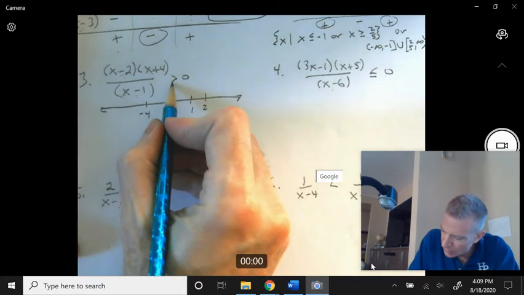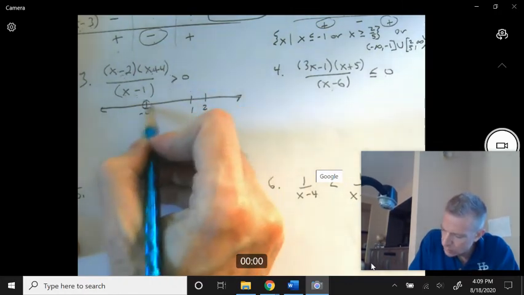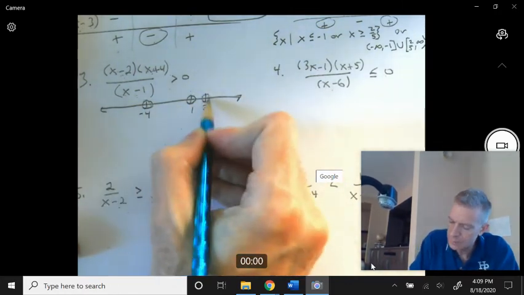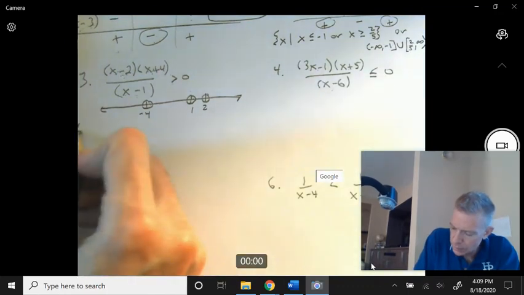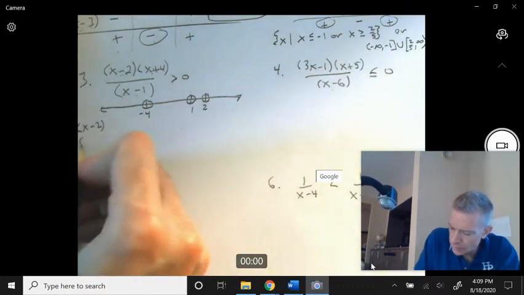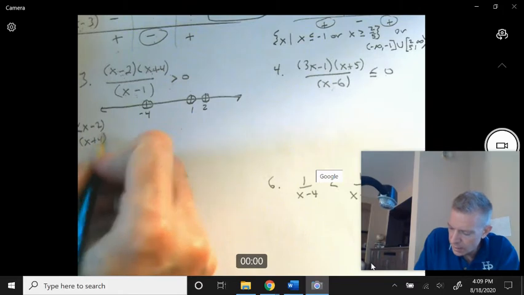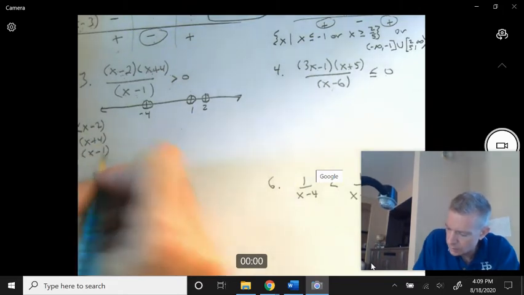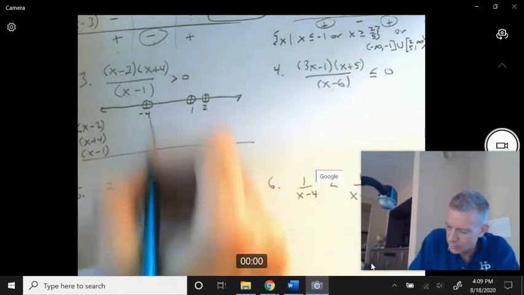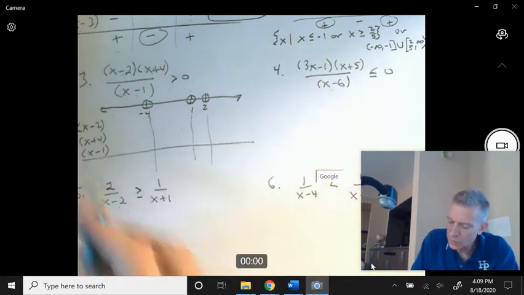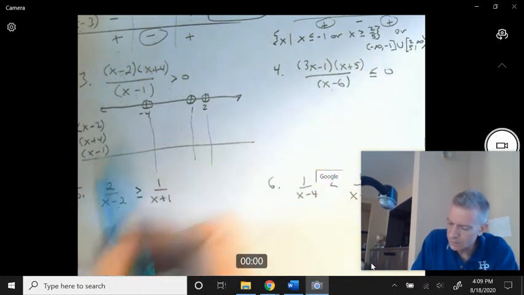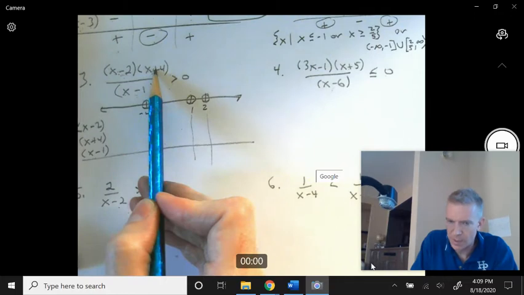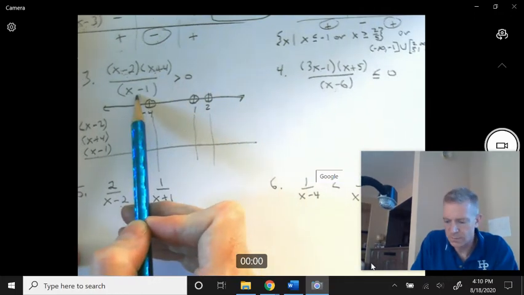Okay, this right here would make you think they're all open circles. Let's put these over here, x minus 2, x plus 4, and x minus 1. And we're going to use the same idea. The reason we can use the same idea is because we know if all 3 of these are positive, a positive times a positive divided by positive is going to be positive.